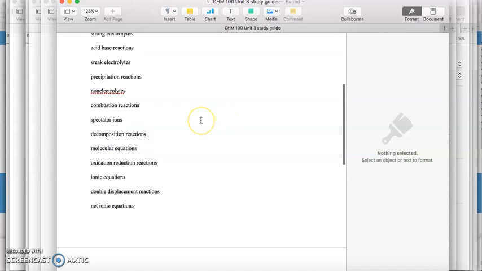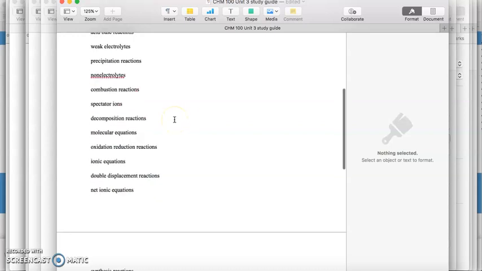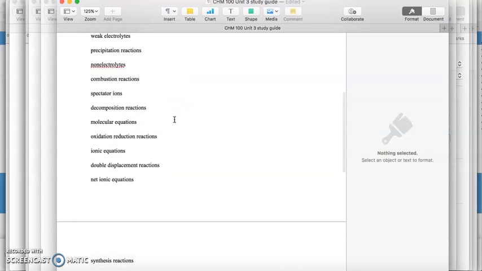You have to know combustion reactions. And again, the hint for that I said is, do you have anything with burning, heating, oxygen? That's the key, that it's a combustion reaction. Again, this is a matching. You have to know these for matching. Spectator ions, those are the ones that don't participate.